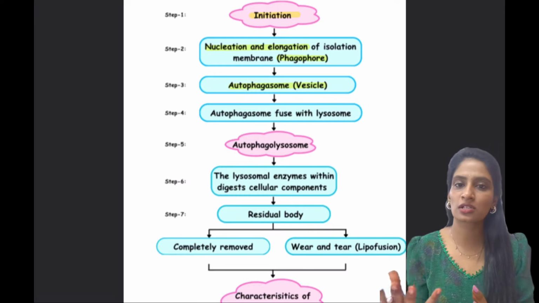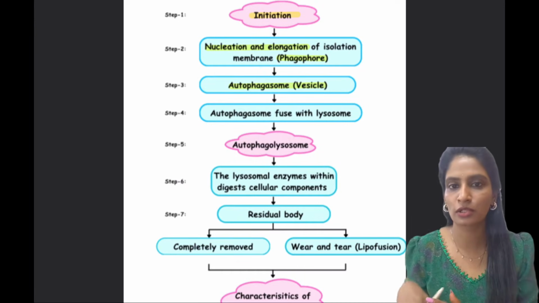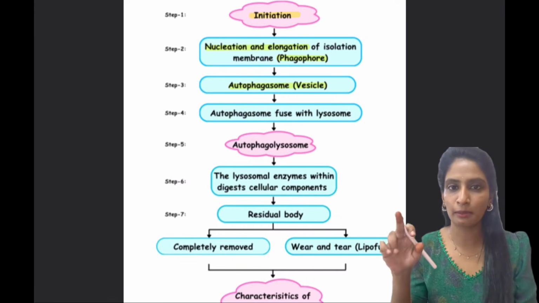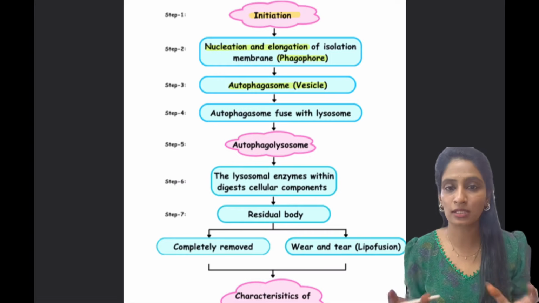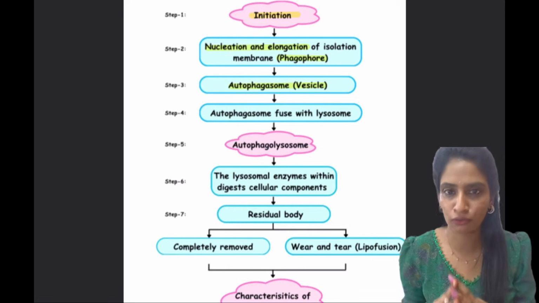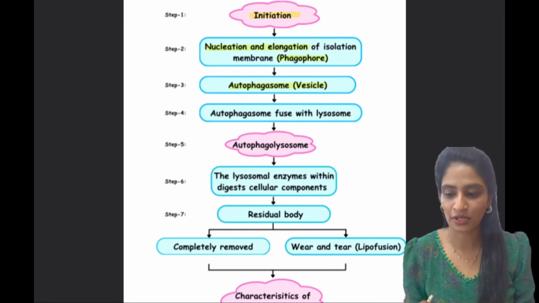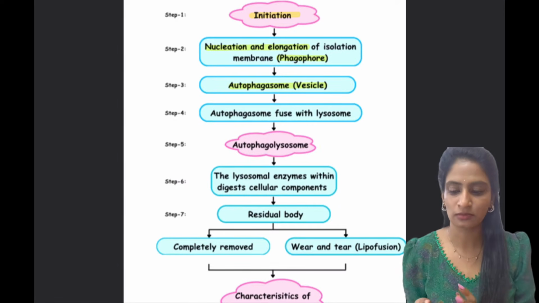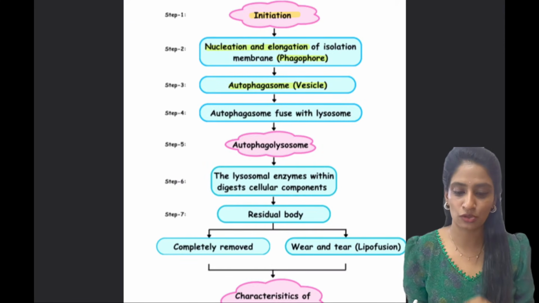So remember, the initiation is like, whenever the trash is in your room or something you are going to put in a washing machine, the start button is your initiation. Next, it's collecting all the trash, that is your phagophore. The next one is sealing all the trash, that is your vesicle. And the fourth step is it fuses with the lysosome.